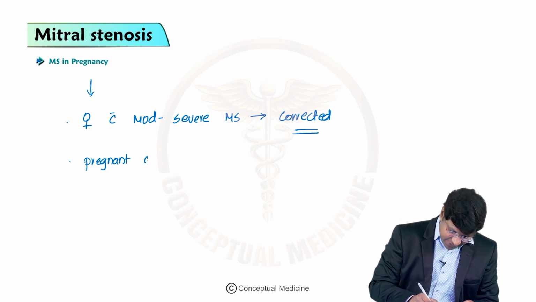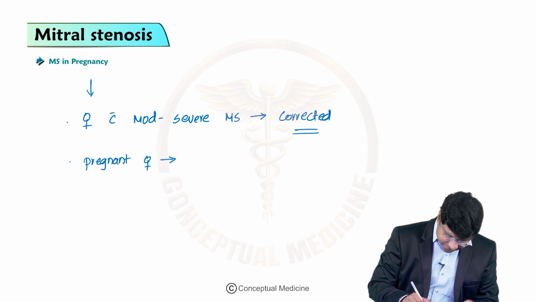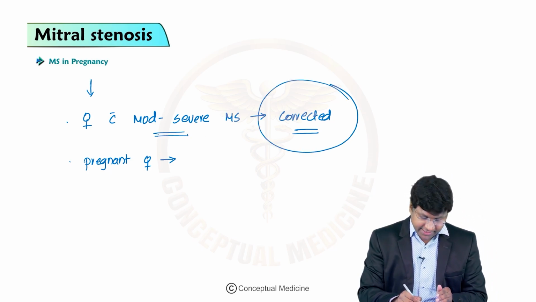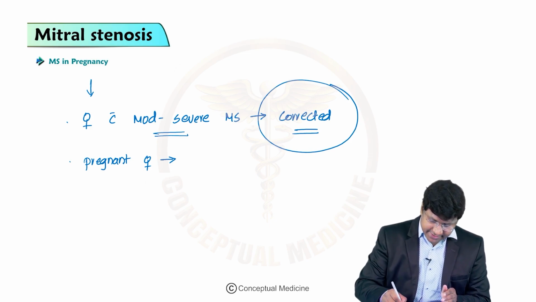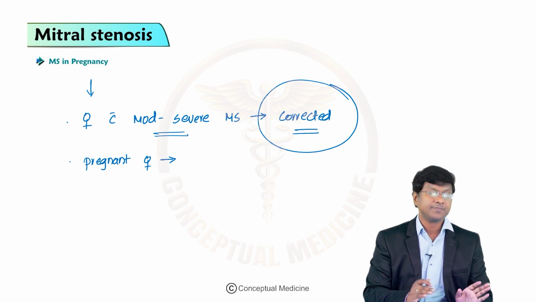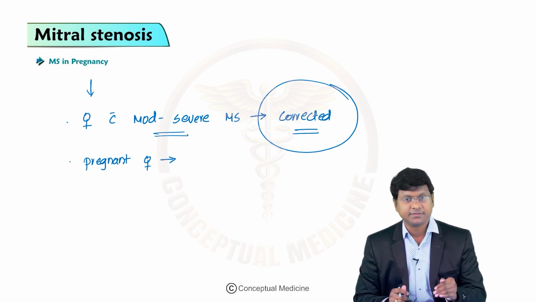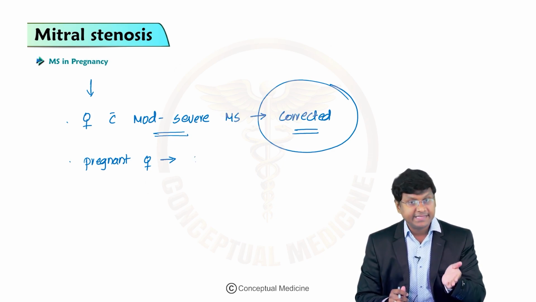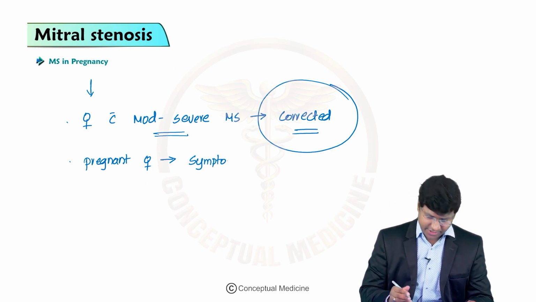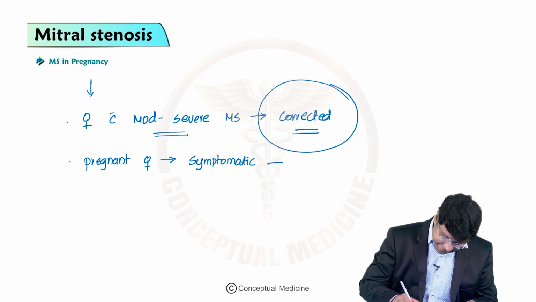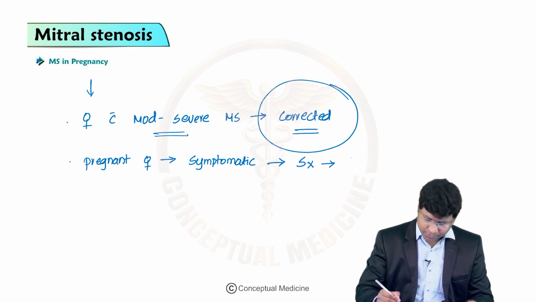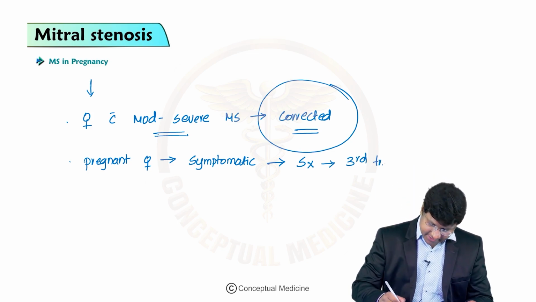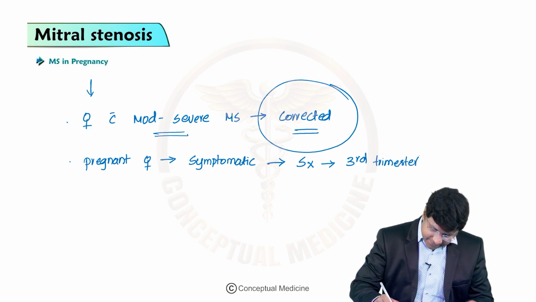So in individuals with moderate to severe mitral stenosis, the disorder has to be corrected before conceiving. For suppose the pregnant patient becomes symptomatic, they can also undergo successful surgery. Okay, so a pregnant patient who becomes symptomatic can also undergo the successful surgery, and this surgery is preferred in the third trimester.